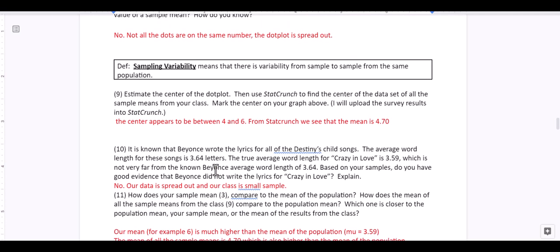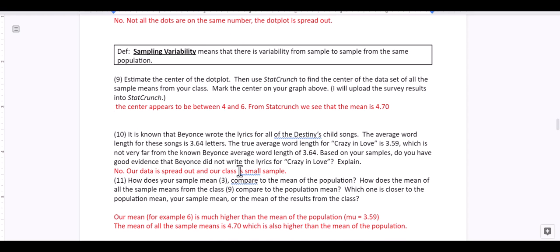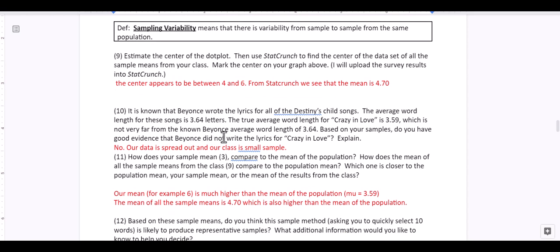All right, so what does this mean? Let's go back to the population. Our population is the lyrics from the song Crazy in Love. This is the crux of the problem. It is known that Beyonce wrote the lyrics for all of Destiny's Child songs. Remember, Beyonce was in Destiny's Child before branching out on her own. The average word length for these songs is 3.64 letters. The true average word length for Crazy in Love is 3.59, which is not very far from the known Beyonce average word length of 3.64.